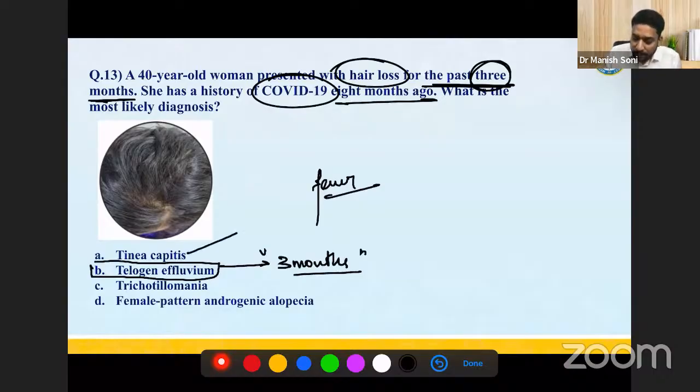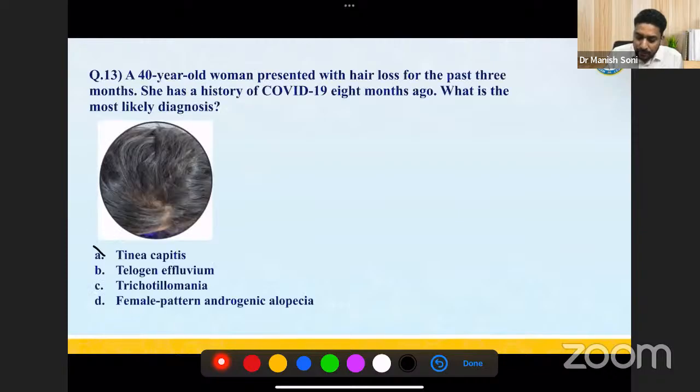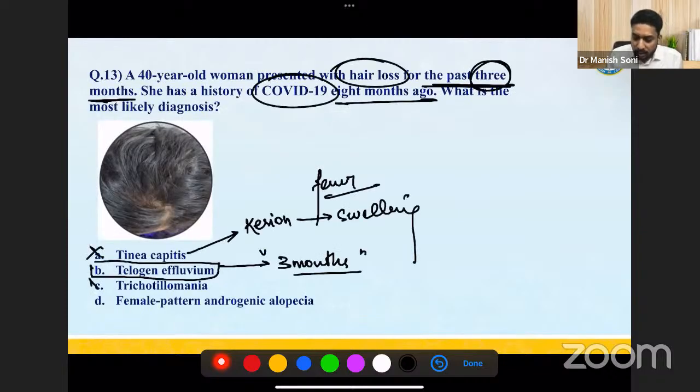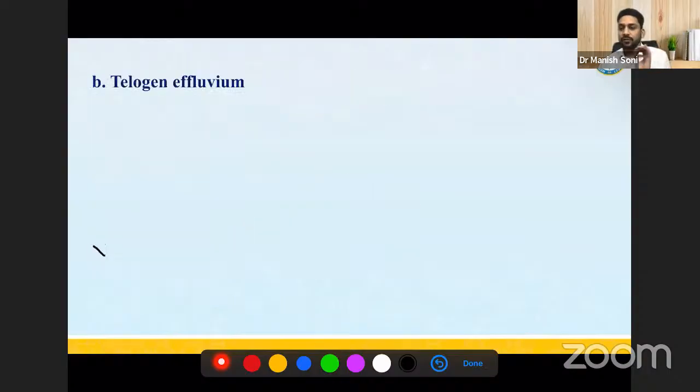Why is it not tinea capitis? Because commonly tinea capitis presents with kerion, and in kerion swelling is seen, but here no swelling is present, so that's why it is not tinea capitis. This is not trichotillomania because in that the patient is psychiatric and has a tendency to pull the hair. No such history is mentioned here. And this is not female pattern androgenetic alopecia. Why? Because it is not related to any fever. Telogen effluvium is associated with fever like typhoid fever or COVID fever. So that's why the answer is telogen effluvium.